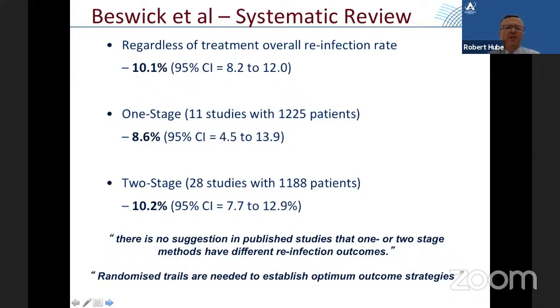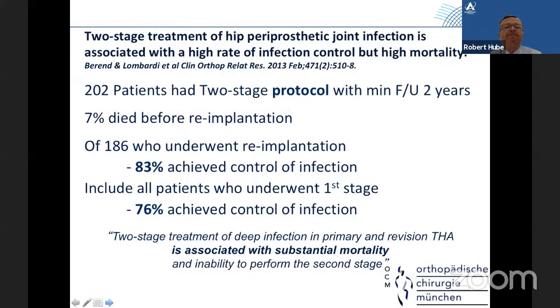So there's no suggestion, they concluded, in published studies that one- or two-stage methods have different reinfection outcomes. Randomized trials are needed to establish blah, blah, blah, what you usually write at the end of your study.